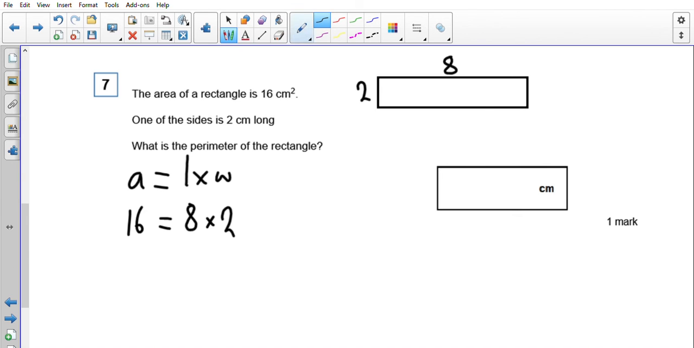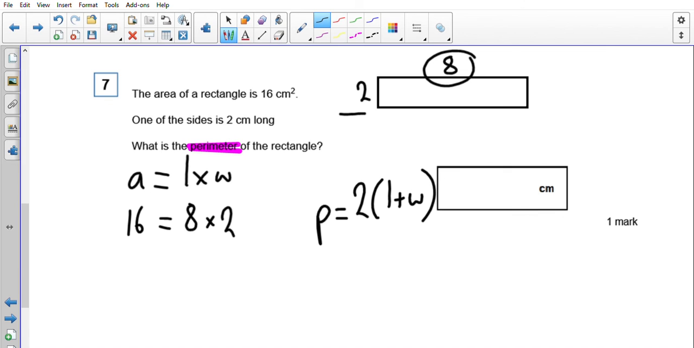That's not what I need to write down as the answer. I need it to work out the answer, but this is asking me for the perimeter of the rectangle. Now, if I know my measurements of my length and my width, P equals 2 times the length plus the width, so 2(L plus W). So length plus width, 8 plus 2 is 10, 2 times 10 is 20.